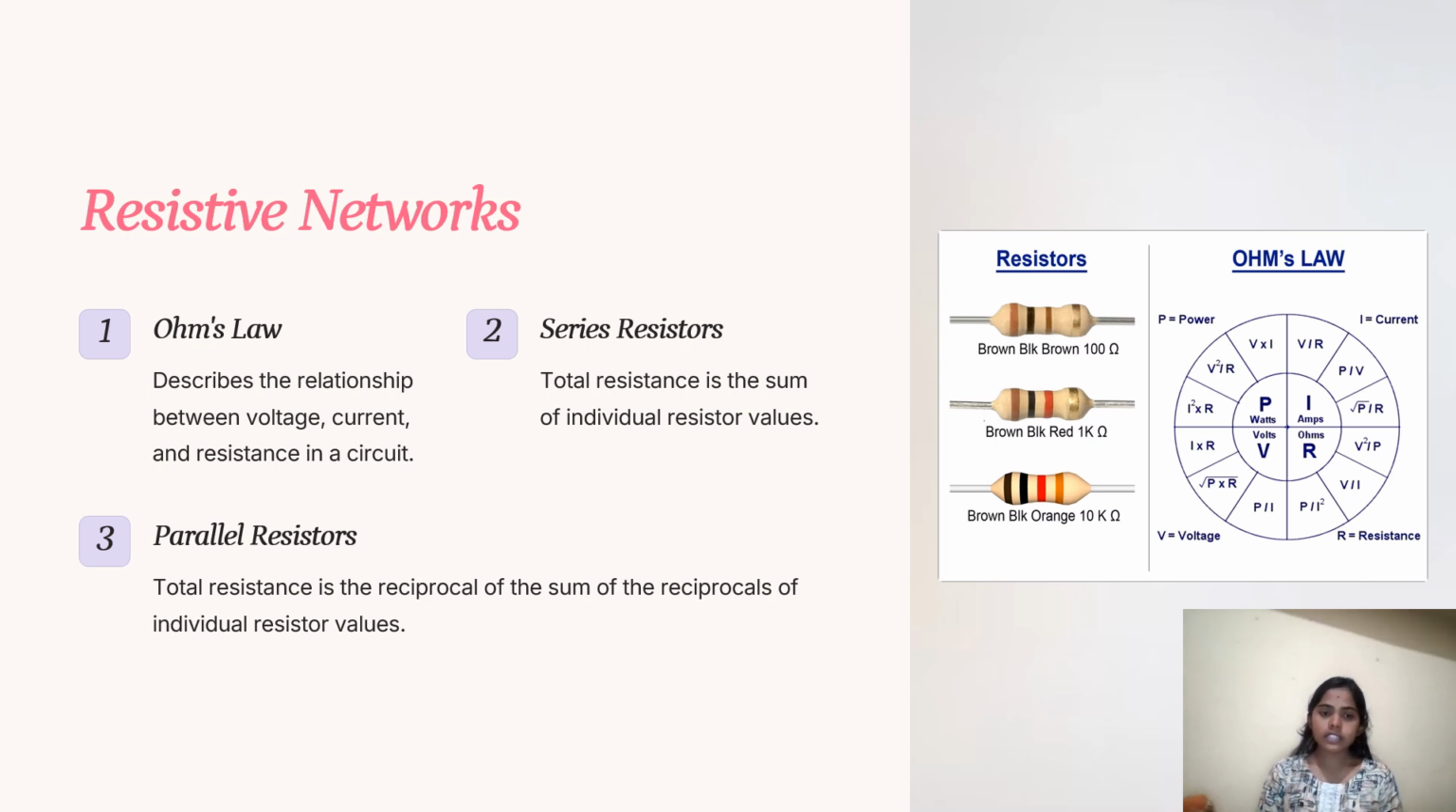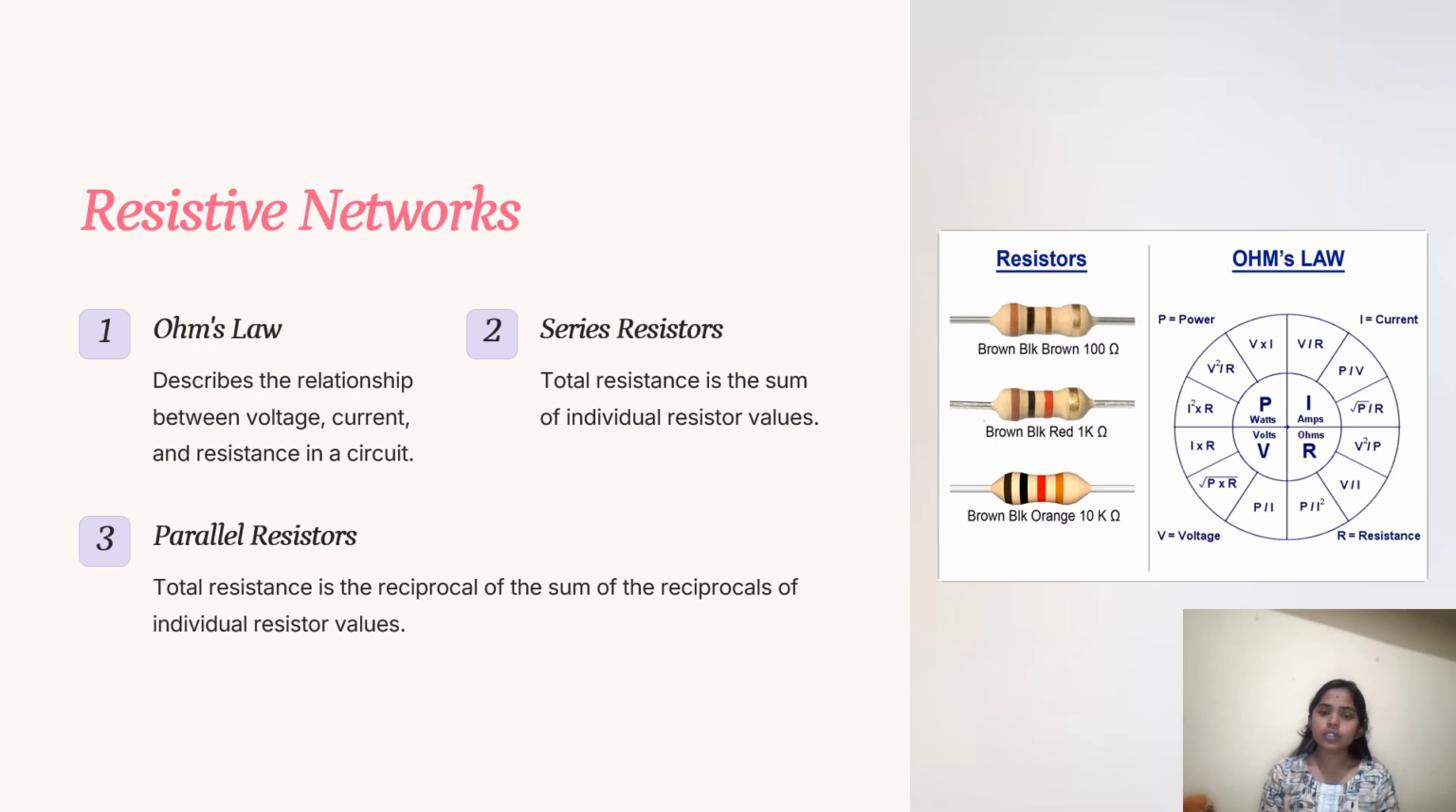In resistive networks, let us learn about Ohm's law, series resistors, and parallel resistors. Firstly, let us know about Ohm's law. We are using Ohm's law in so many theorems in network analysis. It's an important and required formula for all network analysis problems. Ohm's law describes the relationship between voltage, current, and resistance in a circuit. The formula is V equals I into R, or I equals V by R.